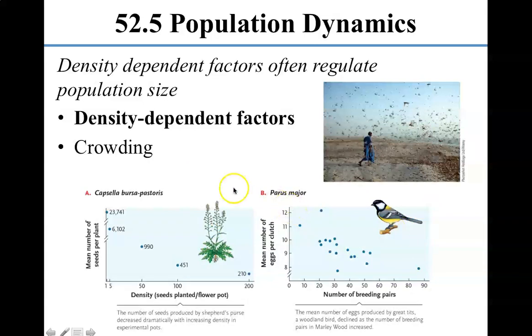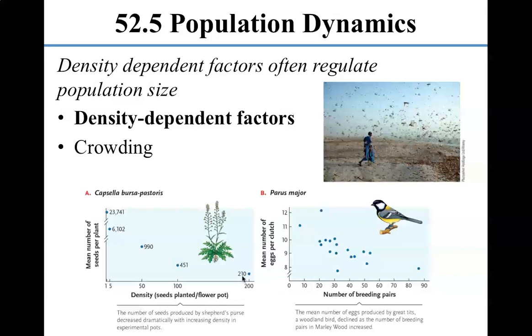We also find that fecundity, the amount of offspring that are produced, is a density dependent factor. It's related to density. So in these plants, here they're at low density and here they're at high density, and this is tracking the number of seeds per plant. When the plants are grown at low density, they produce 23,000 seeds, but when they're produced at high density, they only produce 210 seeds. So what is that? 1%?